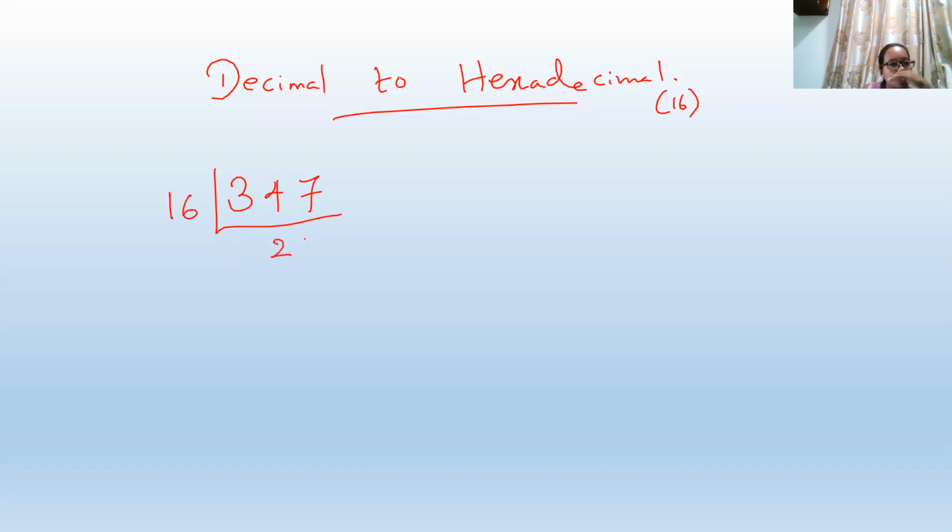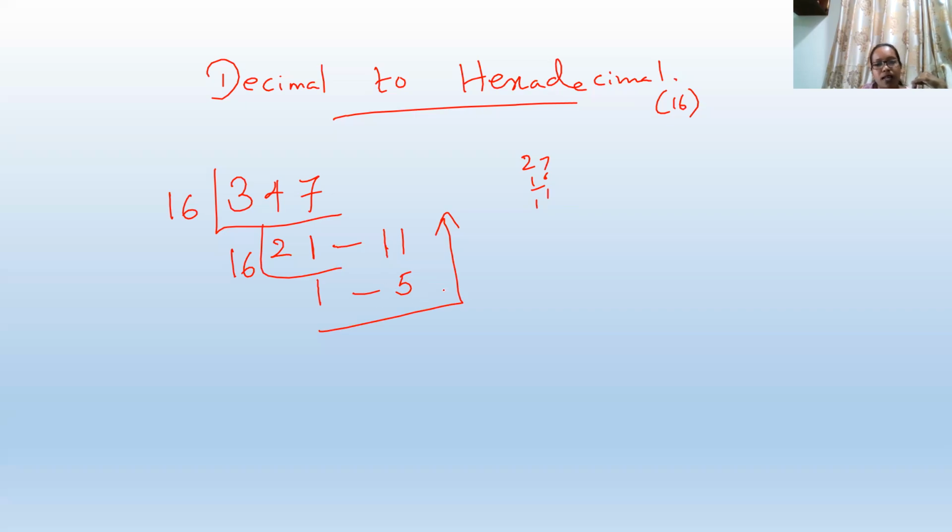Dividing 347, 16 goes into it 21 times, and 27 divided by 16 is 1 with remainder 11. Is that correct? Again by 16, that is 1 and remainder is 5. Now the answer we got is 1, 5, 11, right?